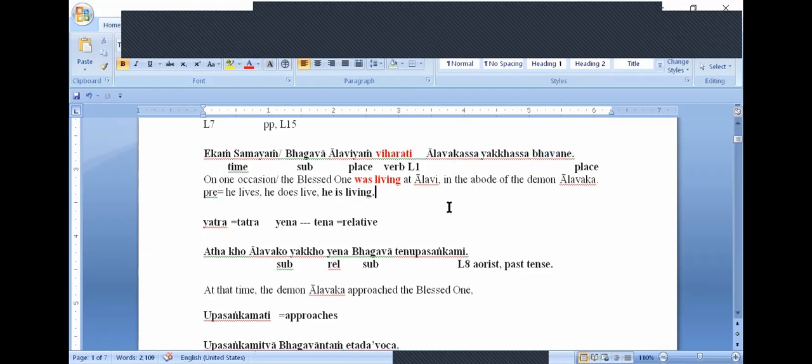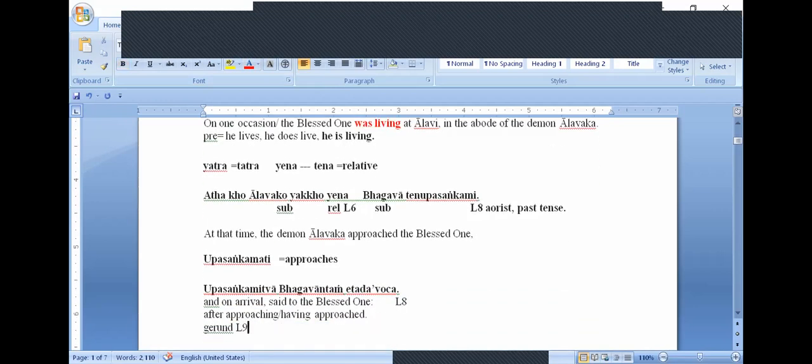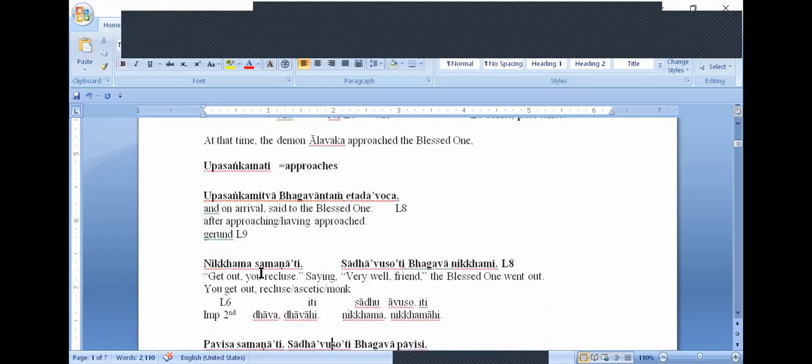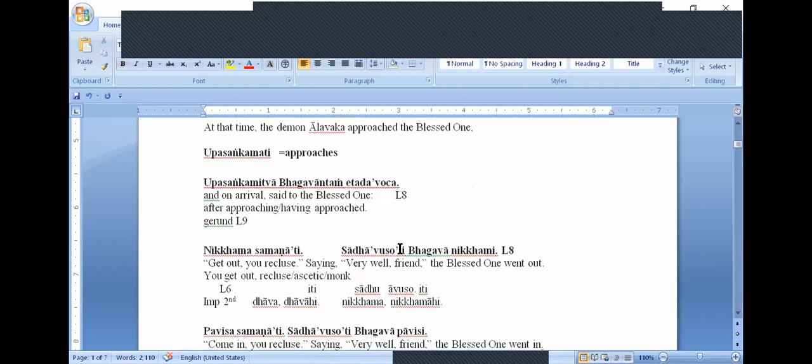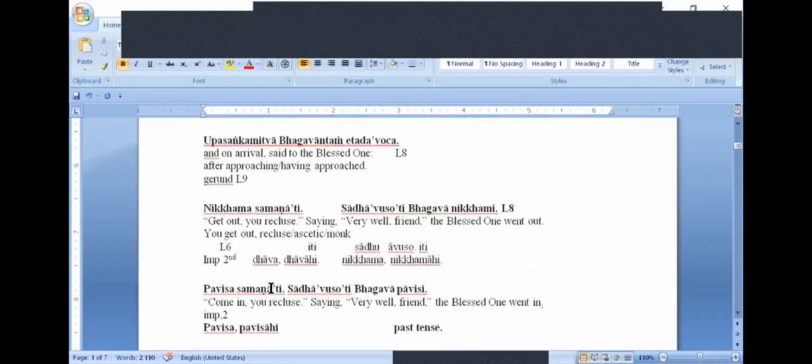at his abode or mansion. So you have the yatra, yena, tena is relative, all right? You see the relative function in lesson number 6, yeah, okay? So you can put L6, yeah? So where the Buddha is, he approached, that's the meaning, right? So this past tense, you will learn next week, yeah? Okay, so after approaching the Buddha, then he said this, etadavoca. So, nikkhama samana, sādhāvuso bhagavā nikkhami. So the Buddha went out.